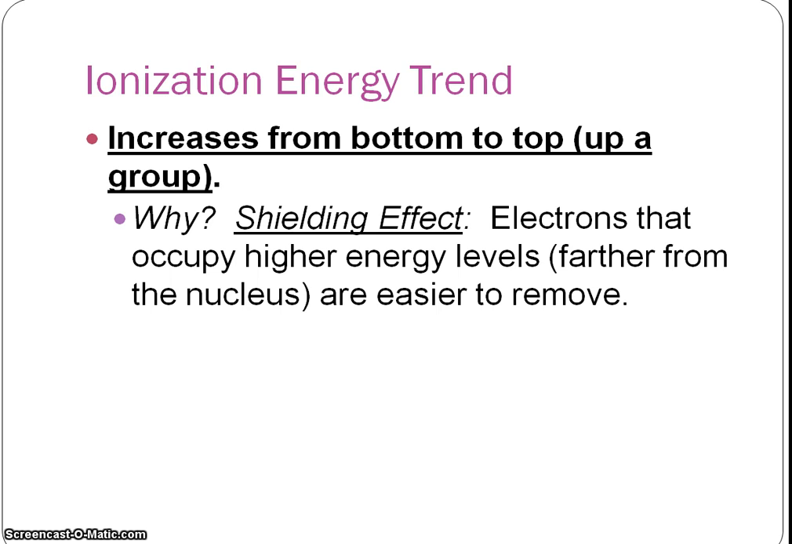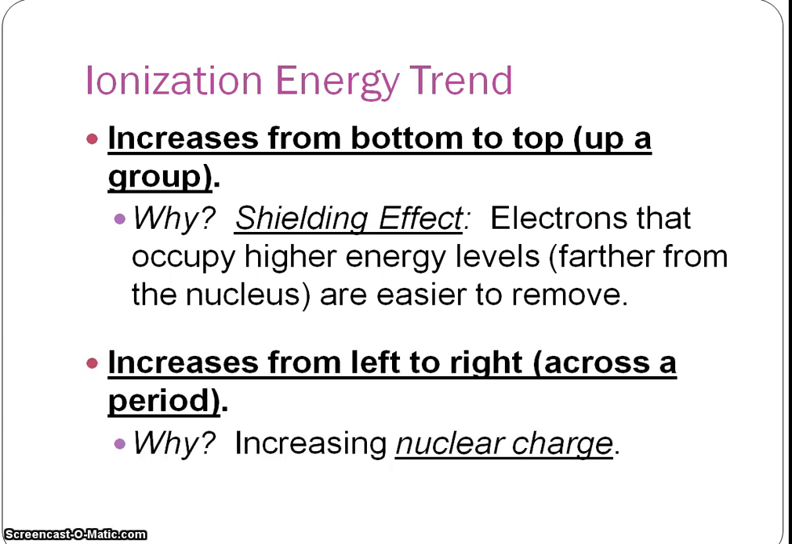So the shielding effect is kind of like the idea where you have a refrigerator and you put a whole bunch of papers under a magnet. Eventually the magnet won't be able to feel that magnetic charge from the refrigerator because there's too much stuff in between. And that's what the shielding effect is. Electrons that are really far away from the nucleus have all that stuff in between, and it blocks the pull, which makes it have a lower ionization energy.